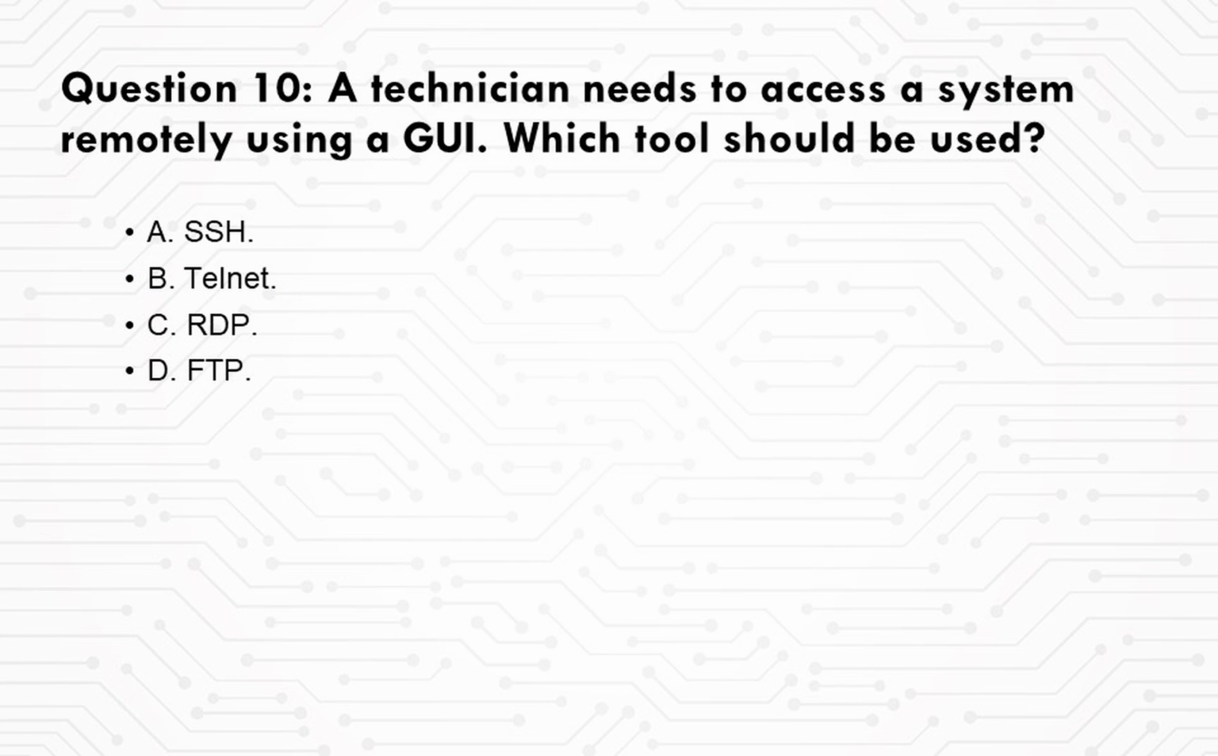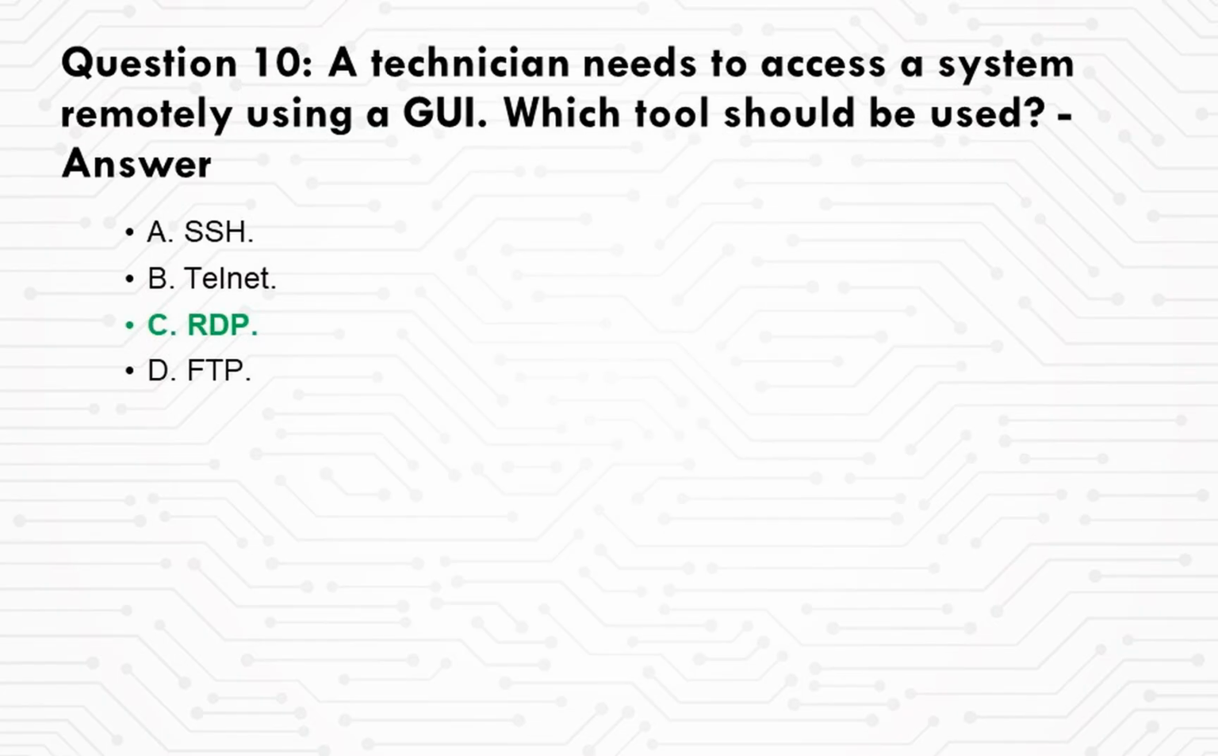Question 10. A technician needs to access a system remotely using a GUI. Which tool should be used? A. SSH. B. Telnet. C. RDP. D. FTP. Answer: C. RDP, Remote Desktop Protocol, provides GUI-based remote access.